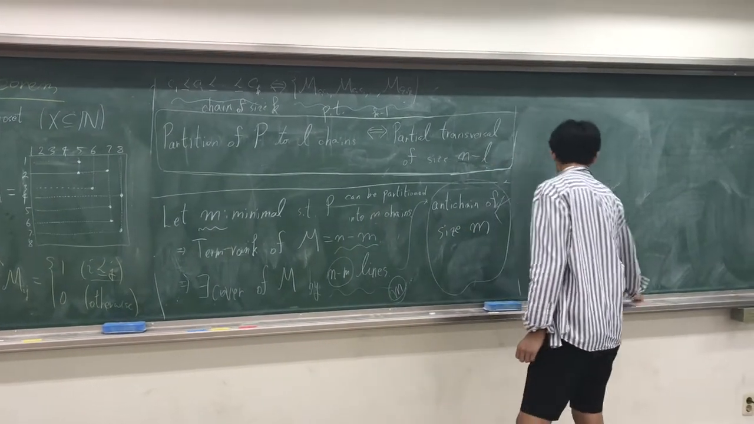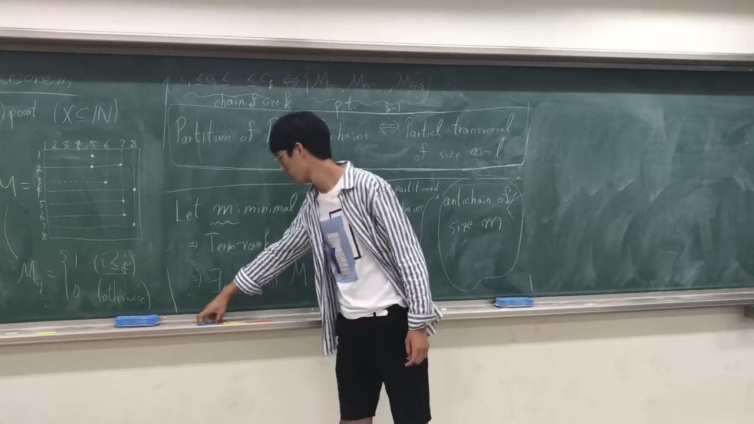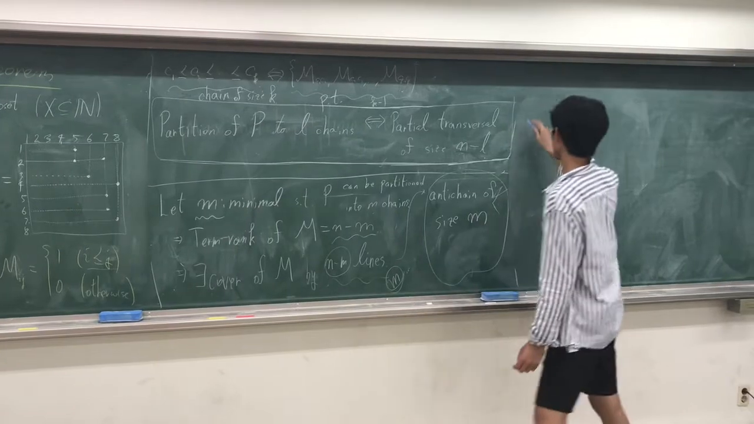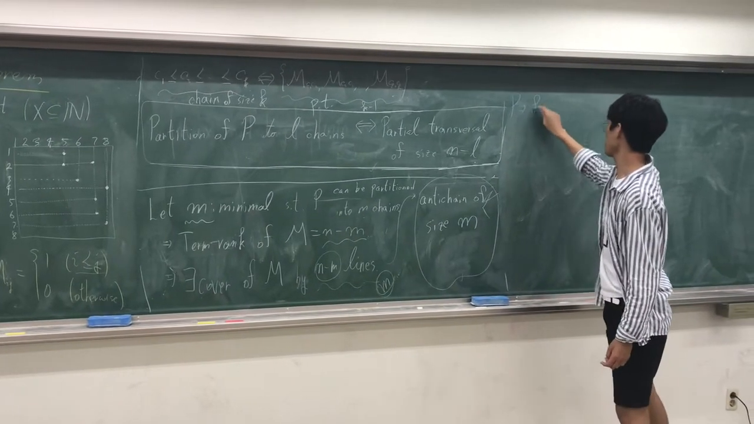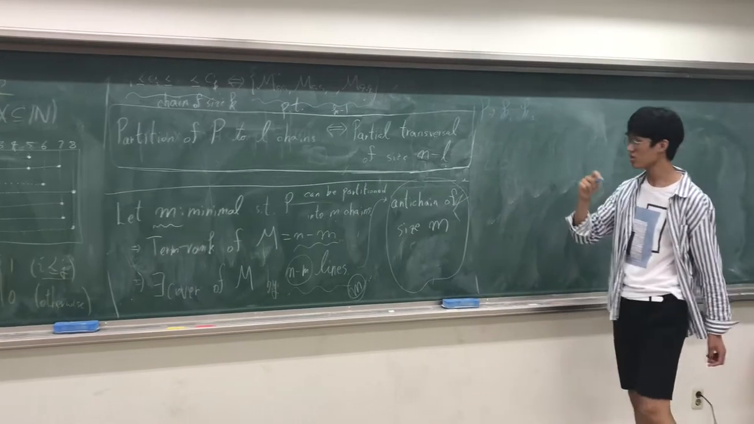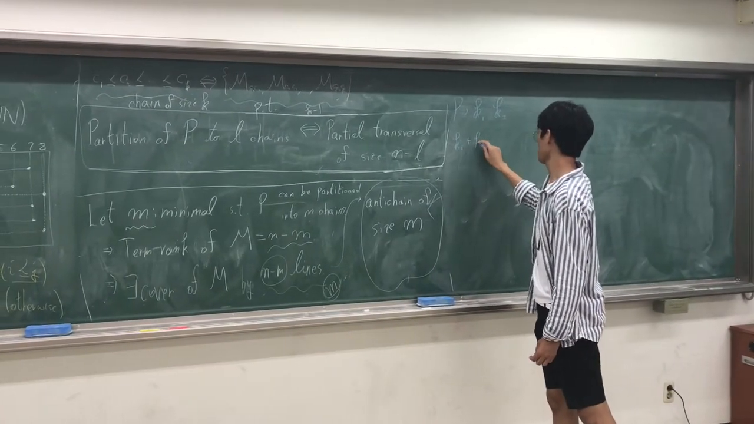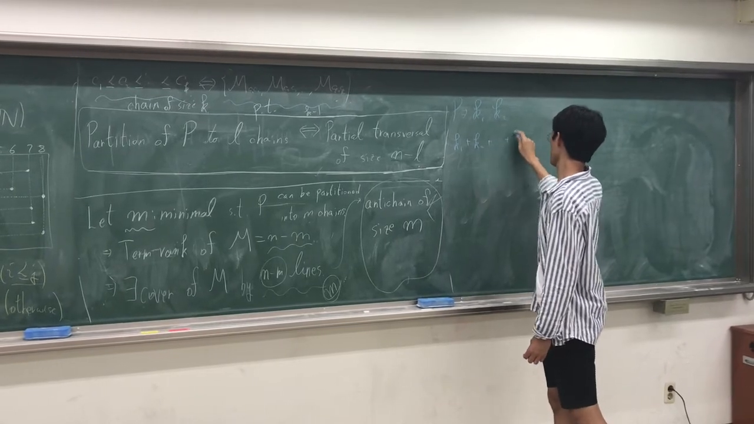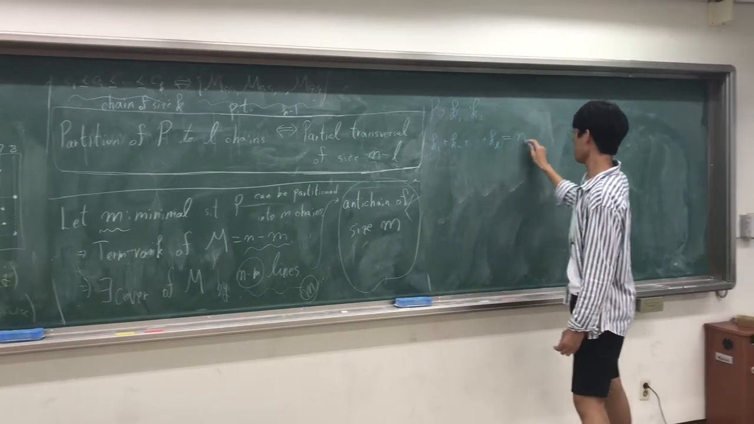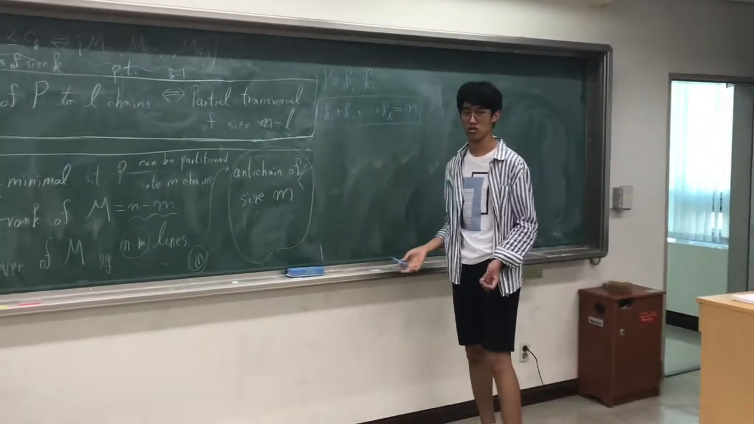Now, suppose that we partition P into L chains. So if we partition P into L chains of size K1, K2, and so on, then we know that K1 plus K2 plus ... plus KL has to be equal to n, since P is partitioned into L chains.